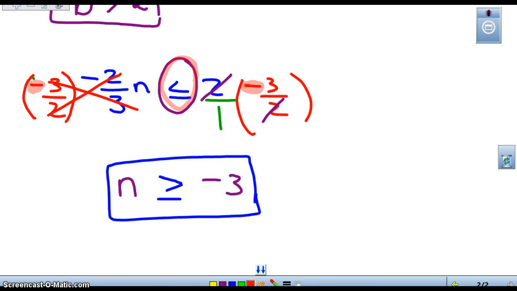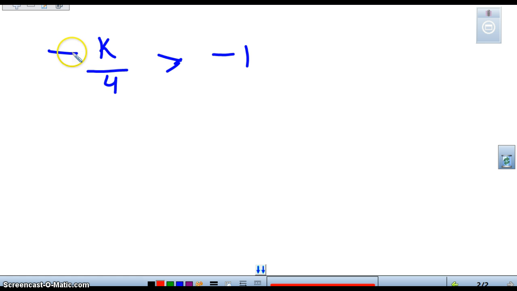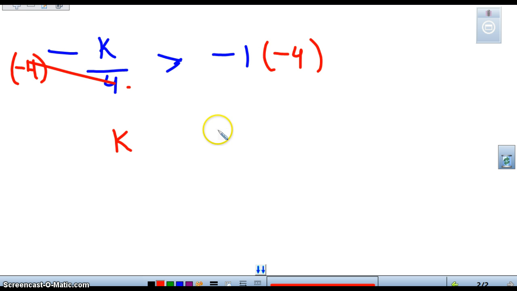Do you see this? If we have to solve negative k over 4 is greater than -1, what is the inverse operation? Times what? Times -4. What you do to one side, you do to the other. This means k, what happens to the sign because this is a negative? Because this is a negative, we have to flip this sign. That means k is less than 4.